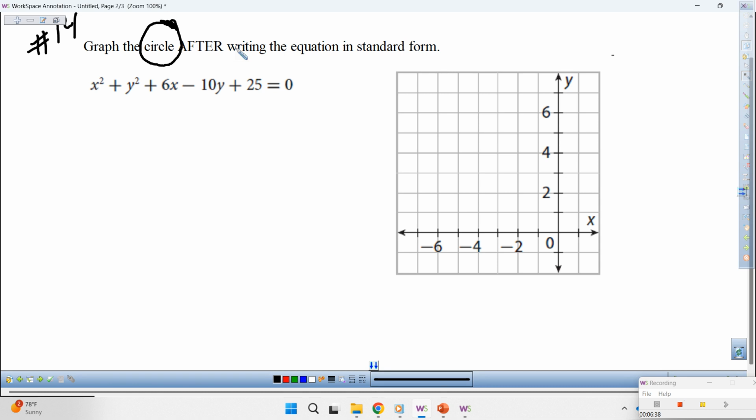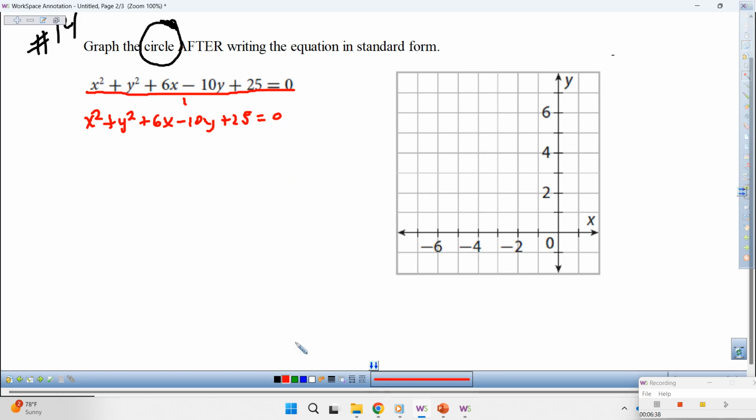All right, for the sake of time, the process is completing the square, yes? First things first, what do we do for completing the square? Divide by the leading coefficient. What's the leading coefficient? 1. So we end up with x squared plus y squared plus 6x minus 10y plus 25 equals 0.